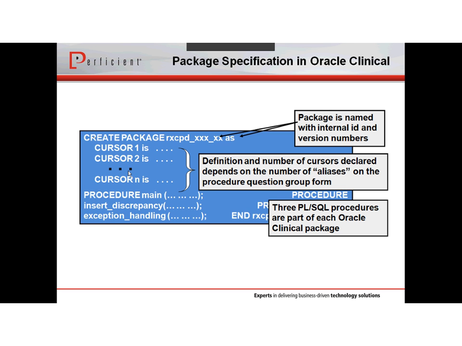And then the specification section ends with the three PL/SQL procedures: procedure main, procedure insert discrepancy, and procedure exception handling. These two are built into Oracle Clinical, and you really can't change those. The main procedure is what actually gets generated when you generate the procedure in Oracle Clinical. That's the part of that package that gets changed depending upon how you set up the parameters.